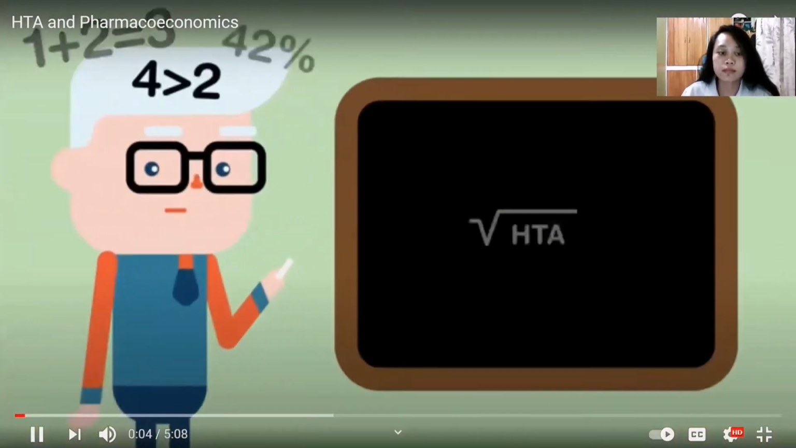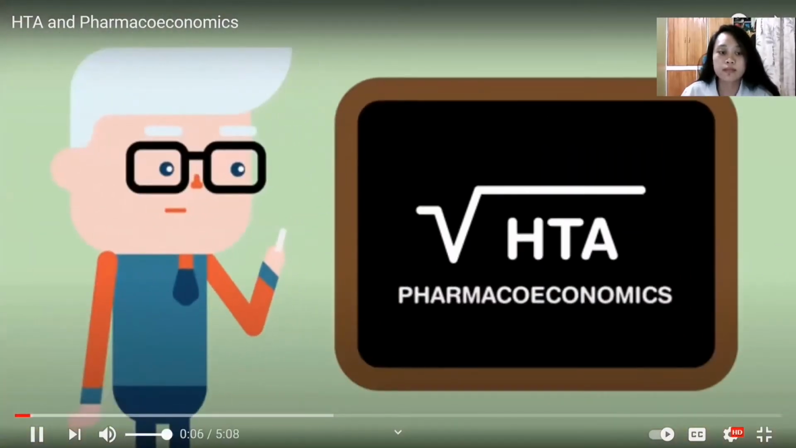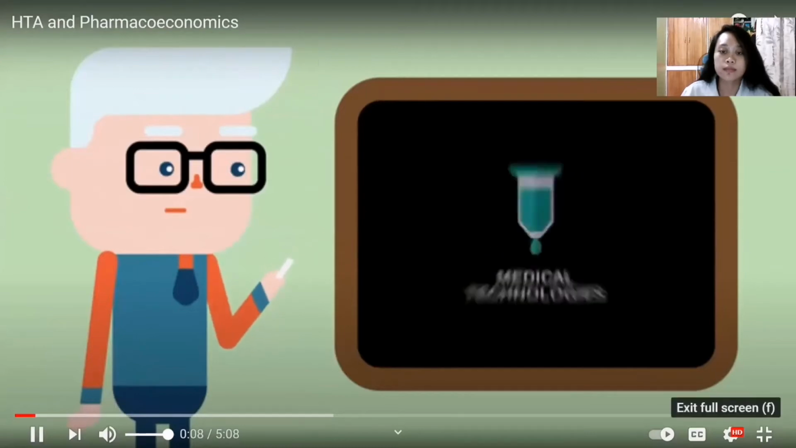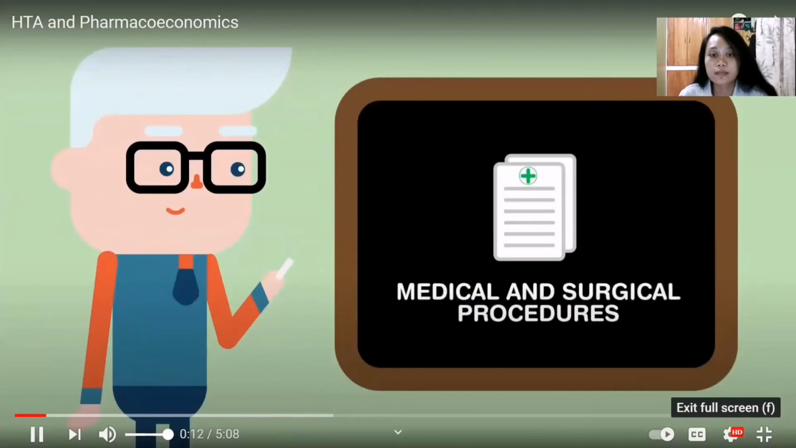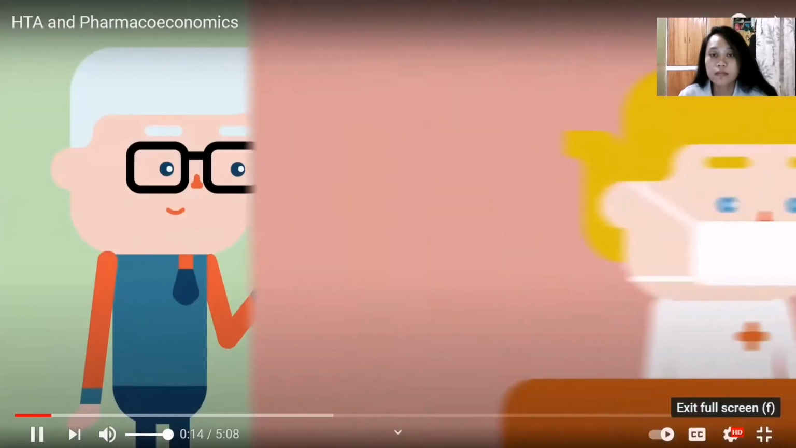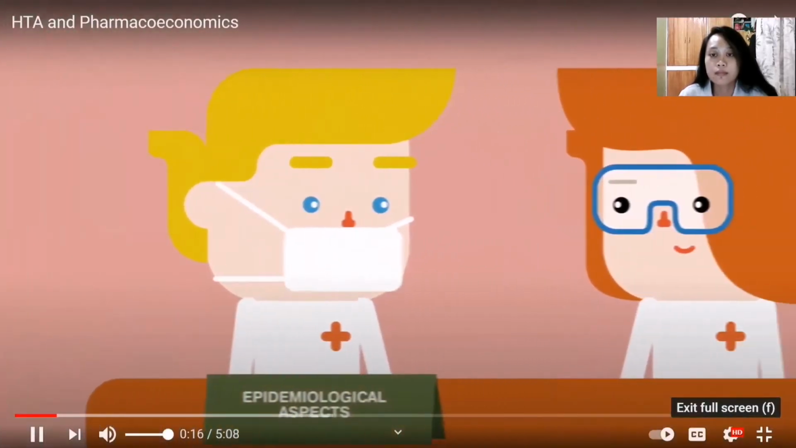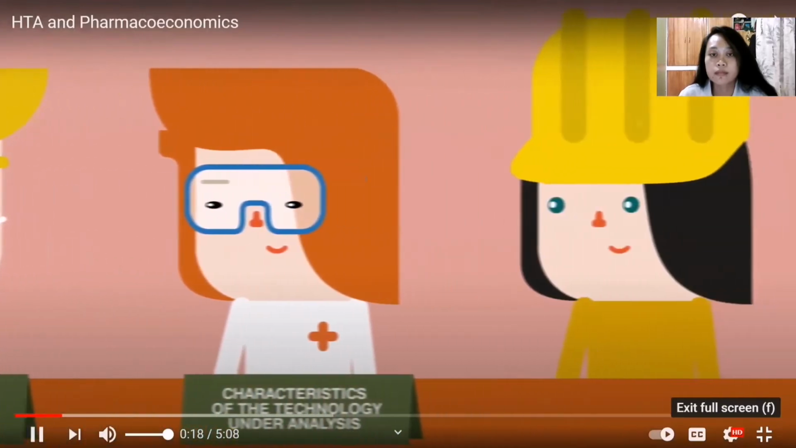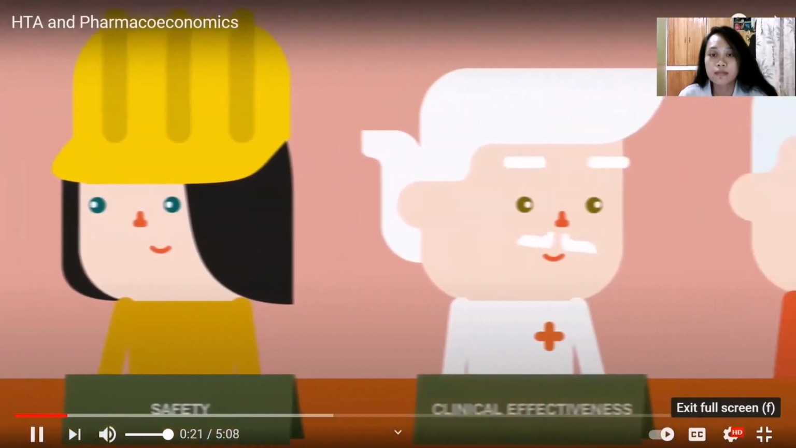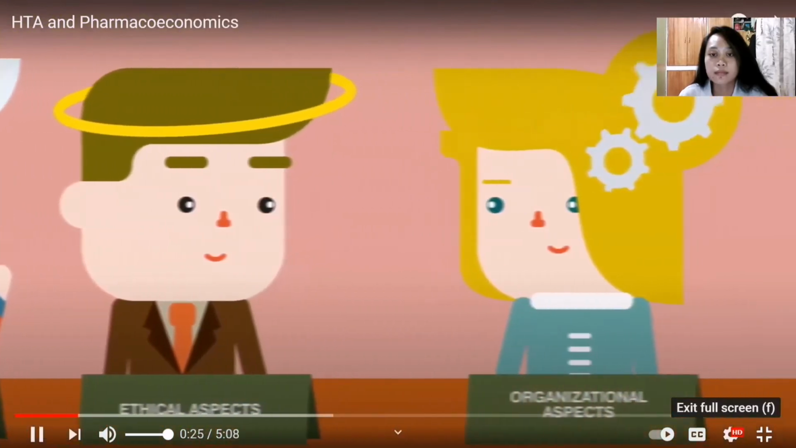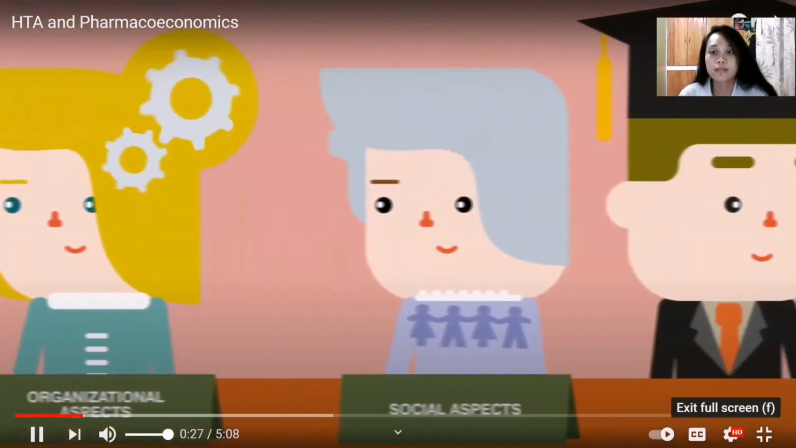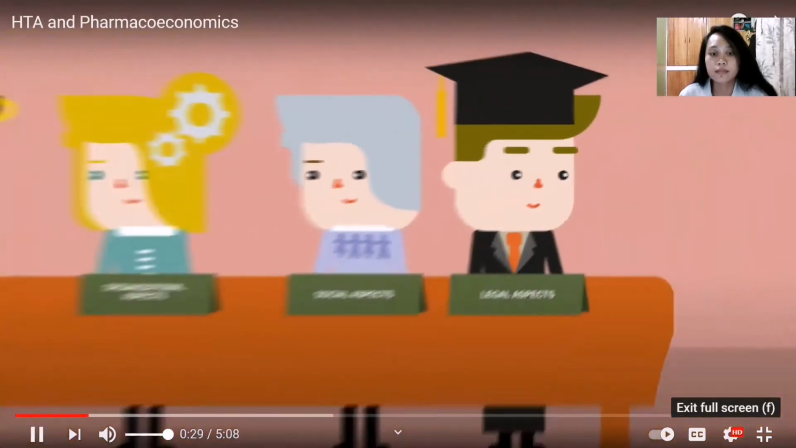Today we'll explain health technology assessment and pharmacoeconomics. HTA is a multidisciplinary discipline aimed at assessing several aspects related to health technology. For example, epidemiological aspects, characteristics of the technology under analysis, safety, clinical effectiveness, pharmacoeconomics, ethical, organizational, social, and legal aspects.